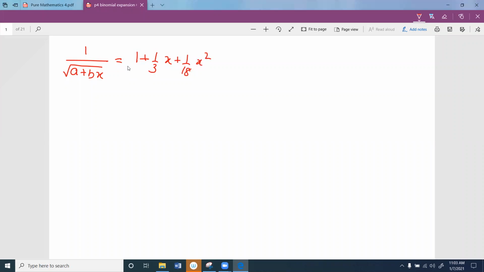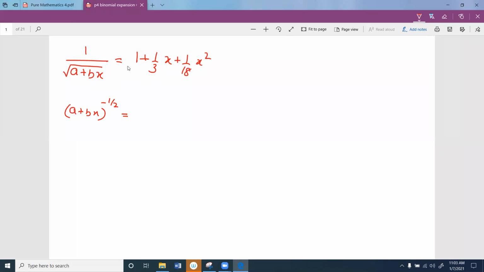So initially we need to find the value for a and b. That is what we have to find. Let's see how to do this question. So you can say this is (a plus bx) to the power minus half. Then I'm using the usual binomial expansion for this.